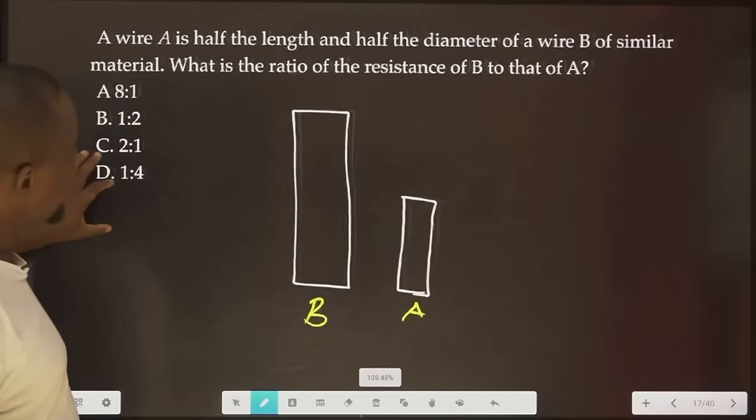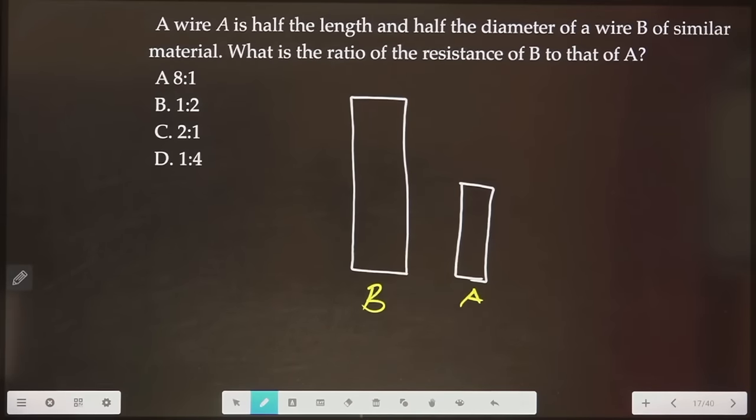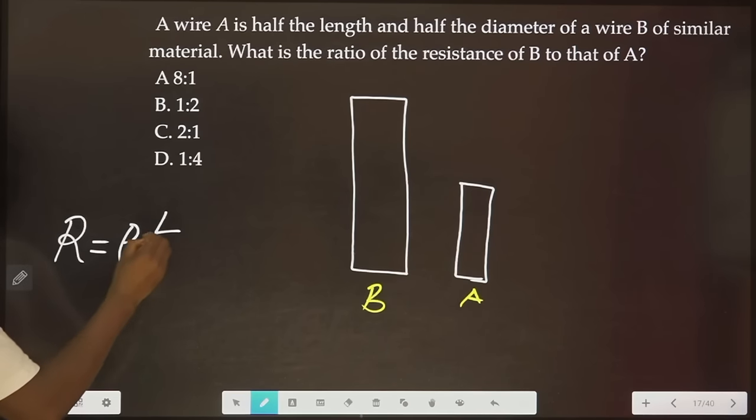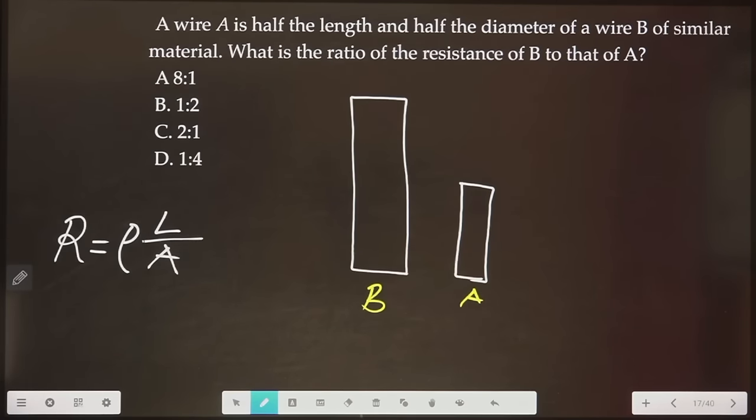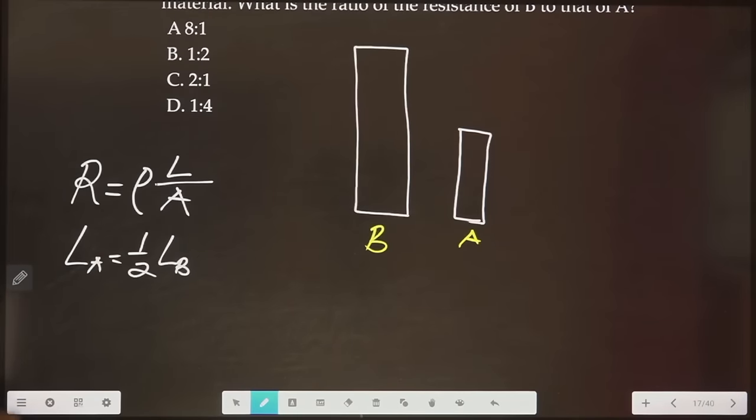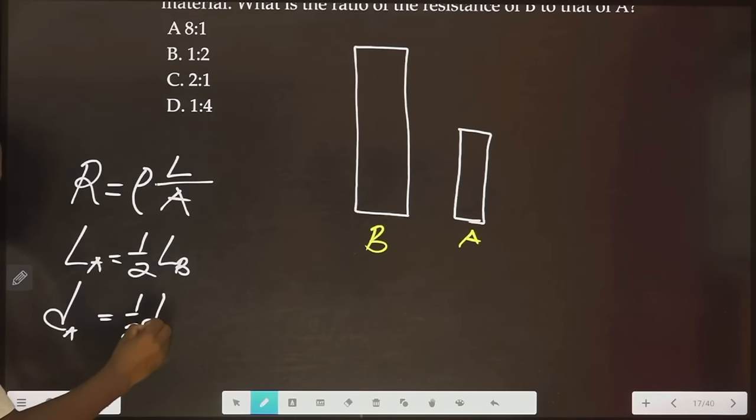No problem. We need to first of all understand the resistance formula. The resistance formula says that R is equal to resistivity times length over area. According to this, it said that if you want to get the length of A, you have to halve the length of B. That is the information given to us. Also, for the diameter, to get the diameter of A, you need to halve the diameter of B.